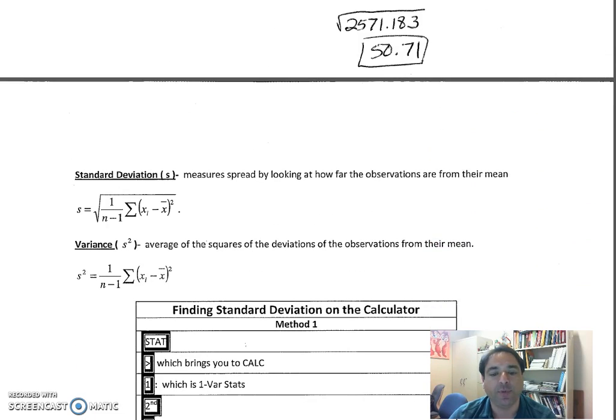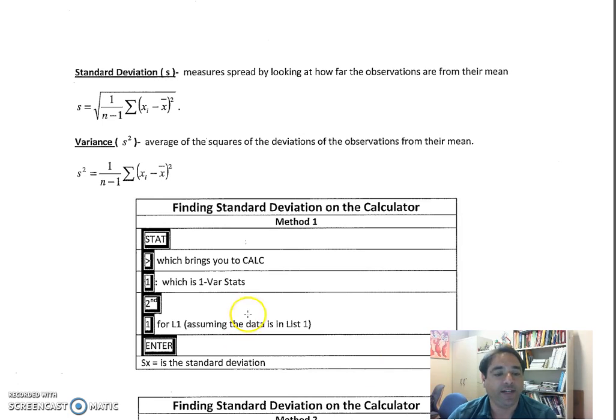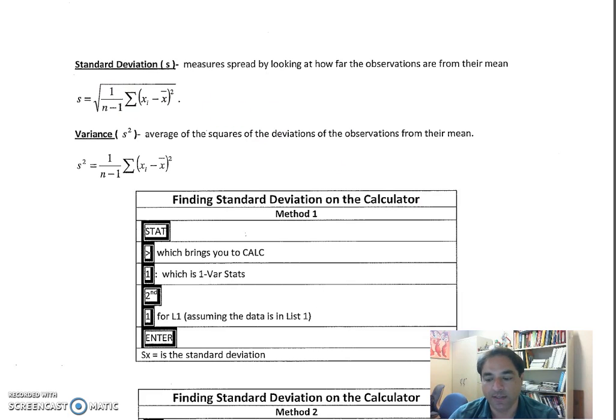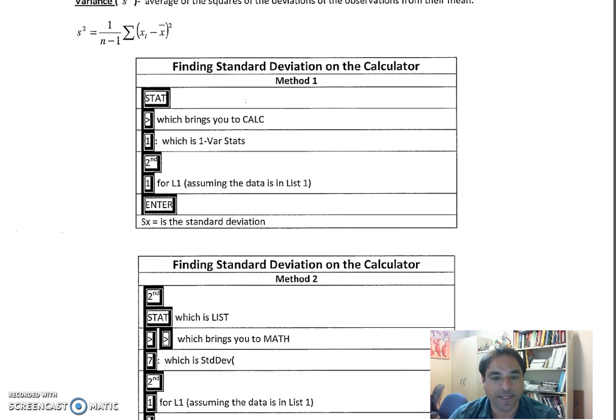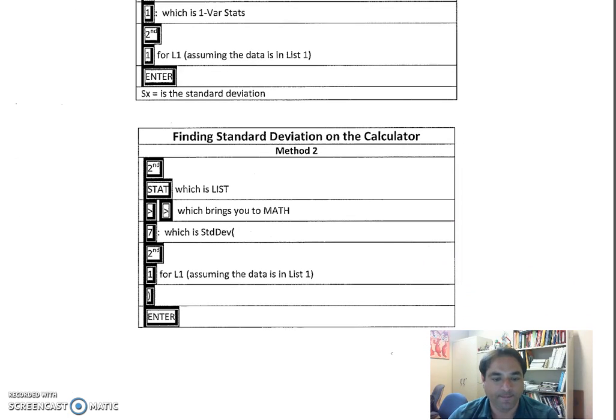So, a couple things about standard deviation. Standard deviation measures spread by looking at how far the observations are from their mean. The variance, which is the same thing without the square root, is the average of the squares of the deviations of the observations from their mean. We generally find variance as a step towards finding standard deviation. Again, all of your steps are written step by step. There's the first method, and there's the second method.